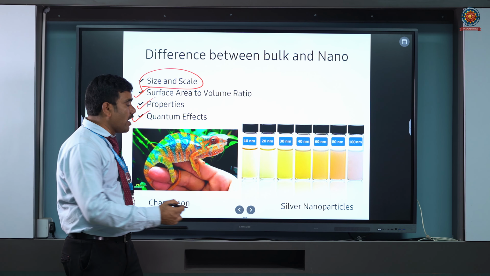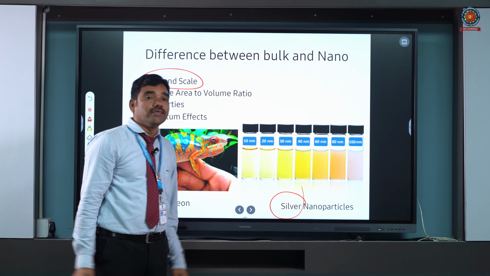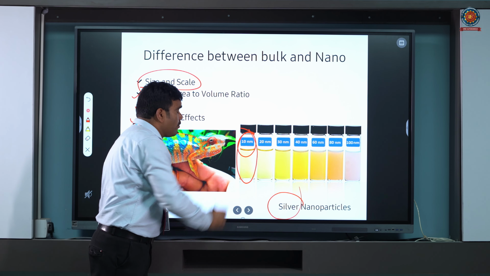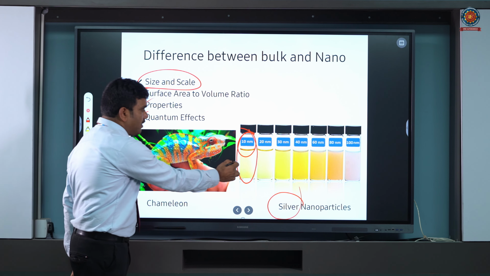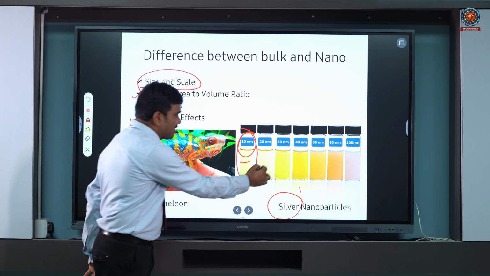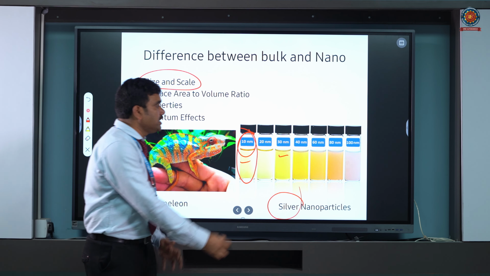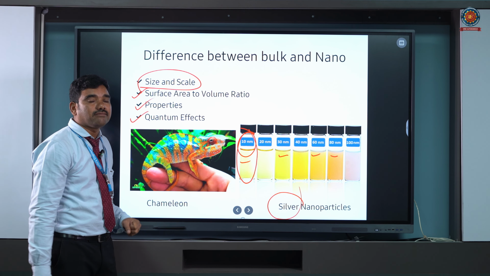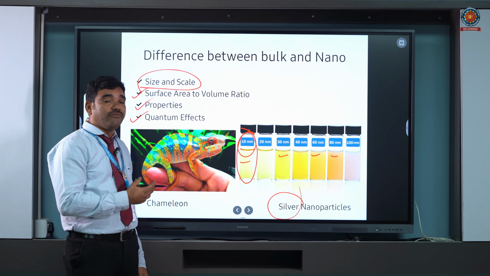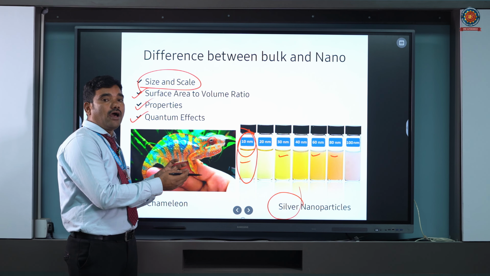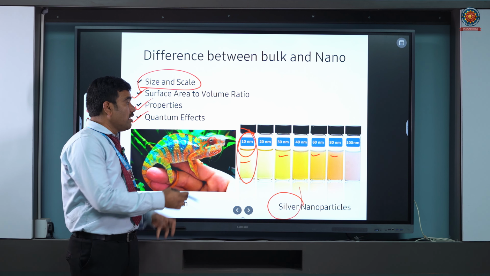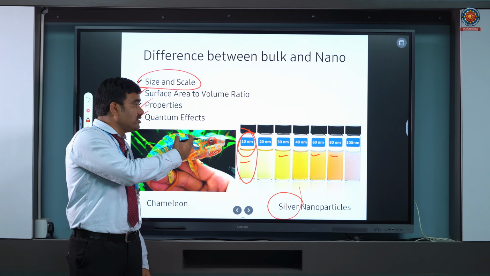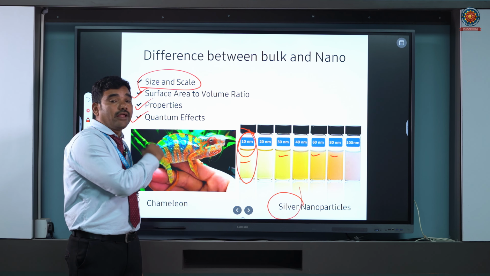Here, we know the silver metal color. What is it? Silver color generally. But see here, silver nanoparticles at 10 nanometer size have different colors. 30 nanometer particles have different colors. See the variation of these colors. And 60 nanometer particles have different colors, and 80 and 100 nanometer particles have different colors. That means the absorption of wavelength is different based on particle size. Electrical property and magnetic property are also different based on material size.